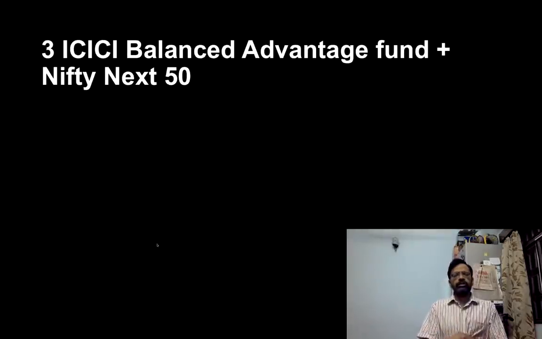The third combination is ICICI Balanced Advantage Fund along with Nifty Next 50. Balanced Advantage Fund is an aggressive hybrid fund where the equity allocation will be dynamically changed according to market conditions, according to a price to book value model. The multi-asset fund will also use the price to book value model. This is slightly more volatile than the multi-asset fund, but will also give you great balance, and whenever the Nifty Next 50 is down or the market is down, this balanced advantage fund or the multi-asset fund will hold that.